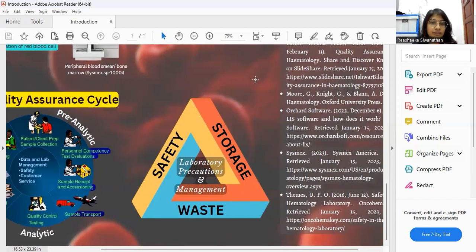Next, regarding laboratory precautions and management, safety precautions are essential and should be followed at all points in the testing process, from specimen collection to testing, storage, and disposal of biohazard wastes, to minimize occupational risk. When specimens are received in the laboratory, they should be handled wearing gloves, a laboratory coat, and other protective clothing in accordance with the type and condition of the specimen.